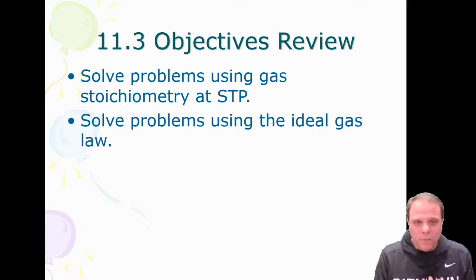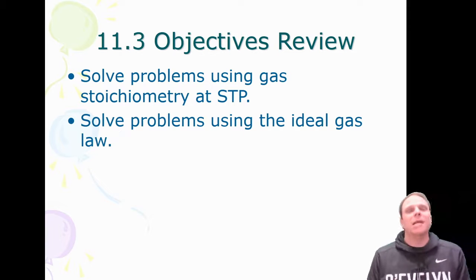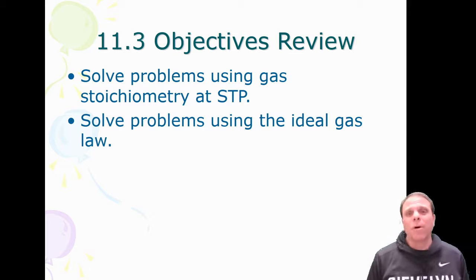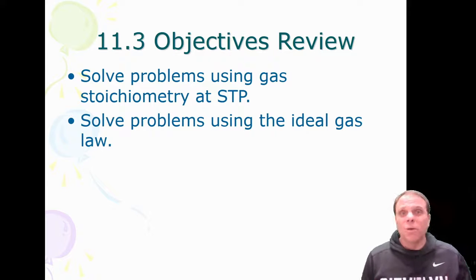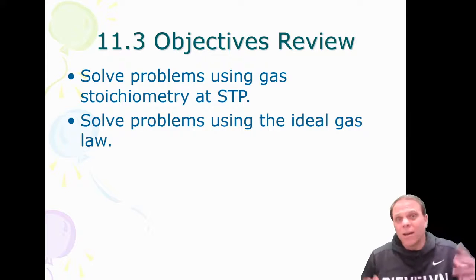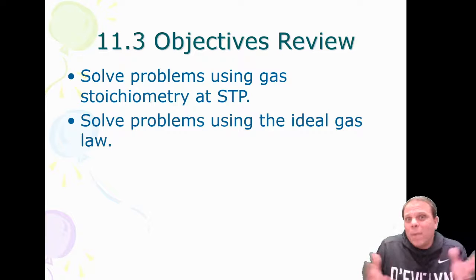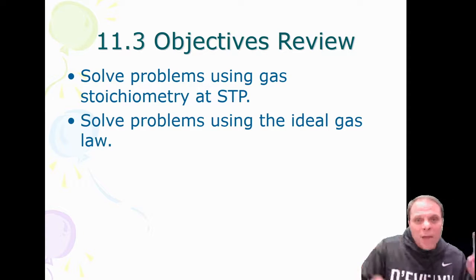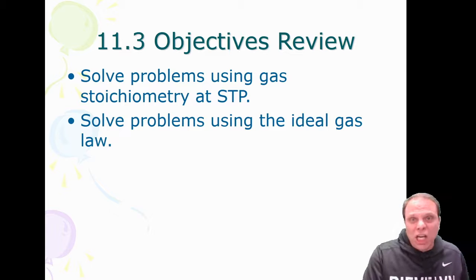Our objectives review. Can we solve problems using gas stoichiometry at STP? Yes, now we can use that 22.4 liters per mole. We know how to use that. And we can also go liters to liters as long as they're both gases in a balanced chemical equation. Can we solve problems using the ideal gas law? PV equals nRT.